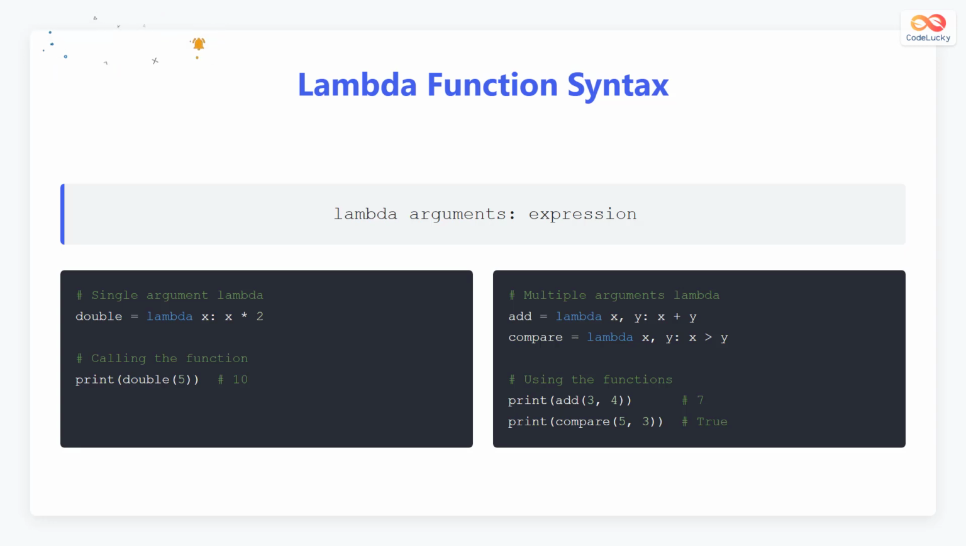Here are a couple of examples. In the first example, we have a single argument lambda function called double, which takes x as an argument and returns x multiplied by 2. When we call the function with the argument 5, it will print 10. In the second example, we have a multiple arguments lambda function called add, which takes x and y as arguments and returns x plus y. We also have a lambda function called compare, which takes x and y and returns x greater than y. Using the functions, when we call add with arguments 3 and 4, it prints 7. And when we call compare with 5 and 3, it prints True.